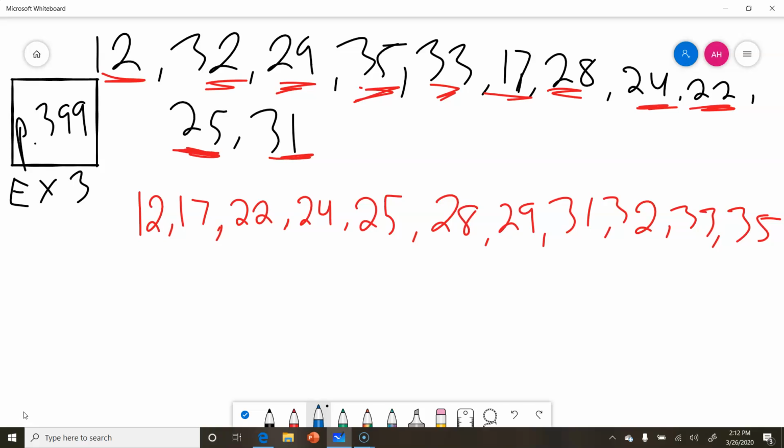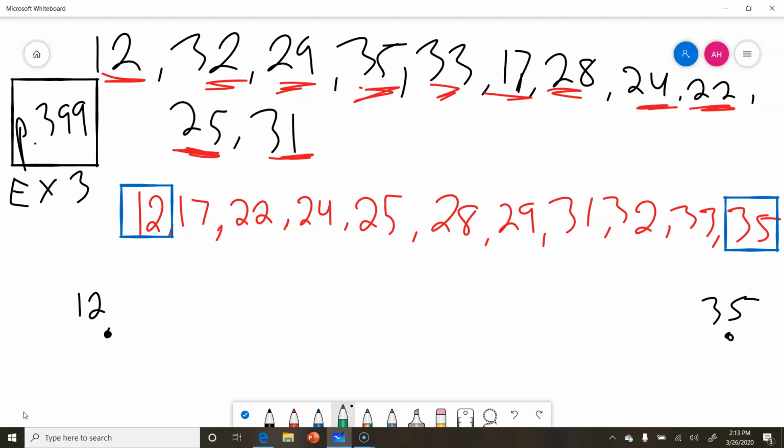Now, easy part here, guess what? What is the first number? What's the smallest number? That's easy. That's 12. And what's our biggest number? Also easy. That's 35. So I come down here and I put a dot and I have 12. I come way out here and I put a dot and I have 35. Okay, that's easy. Now we have to find the median. So the way we do this is we're going to count from both sides.